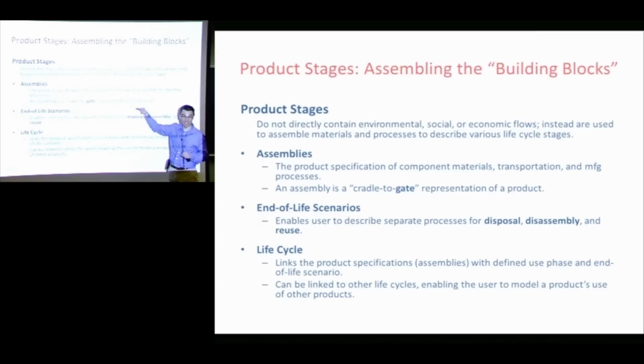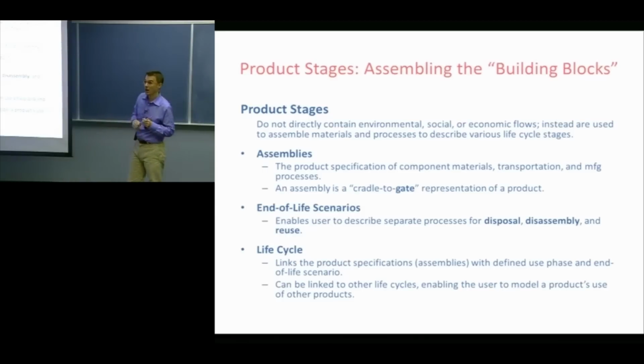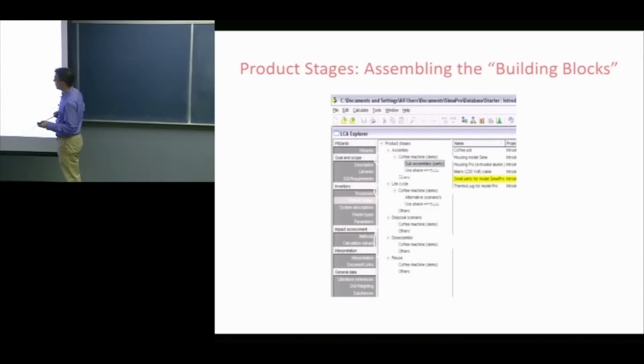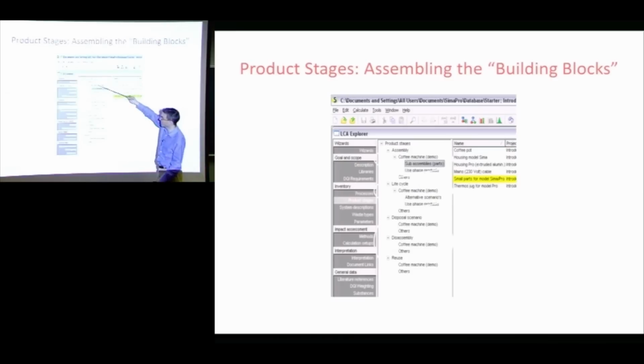there is an opportunity in Simapro to define your associated products, or it could even be associated assemblies. So just looking at how you might assemble these building blocks, in the product stages you've got your assemblies, cradle to gate here, you've got sub-assemblies, and then the production of use phase products. So if it's water for your coffee maker, then that would show up.